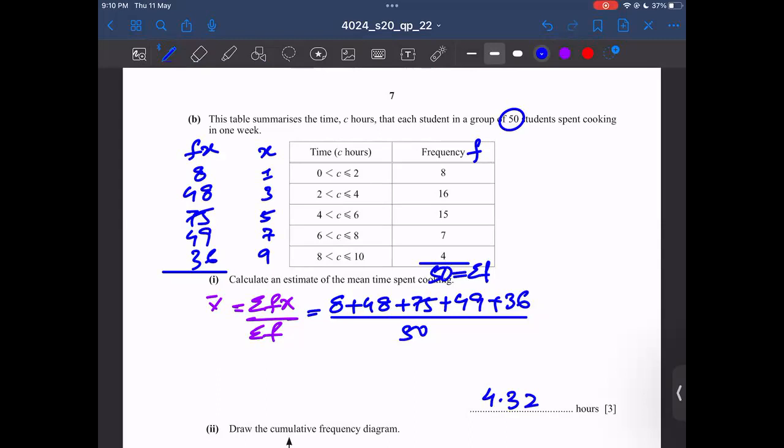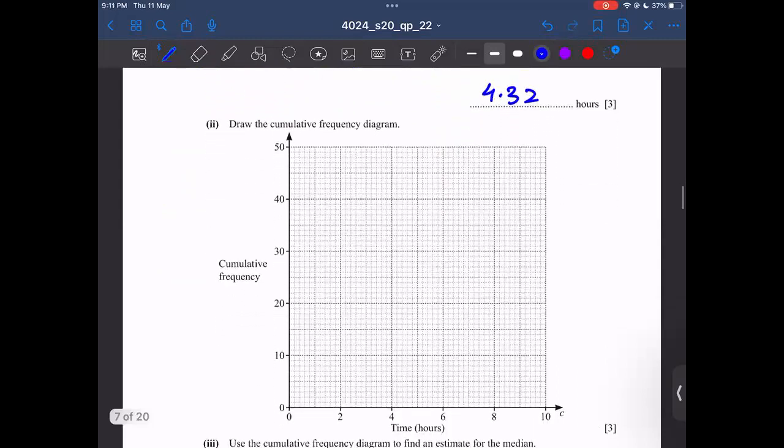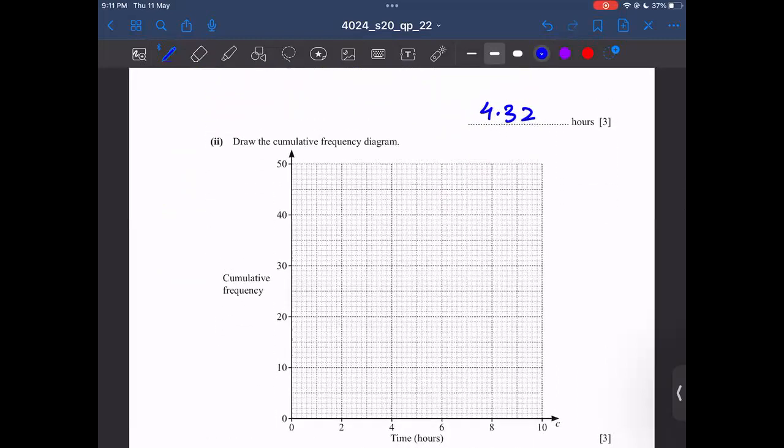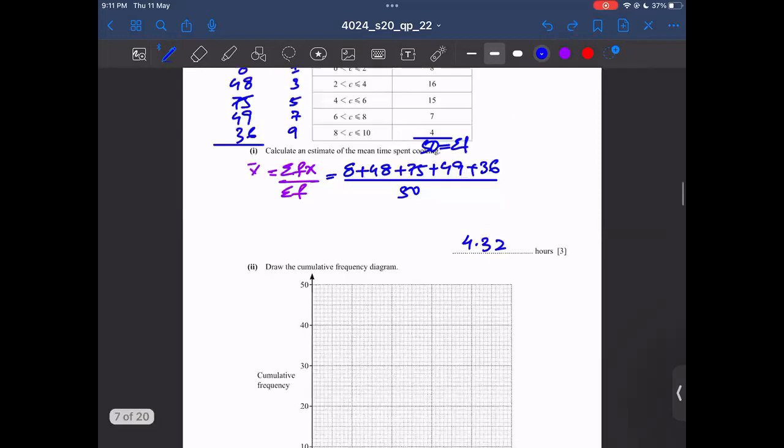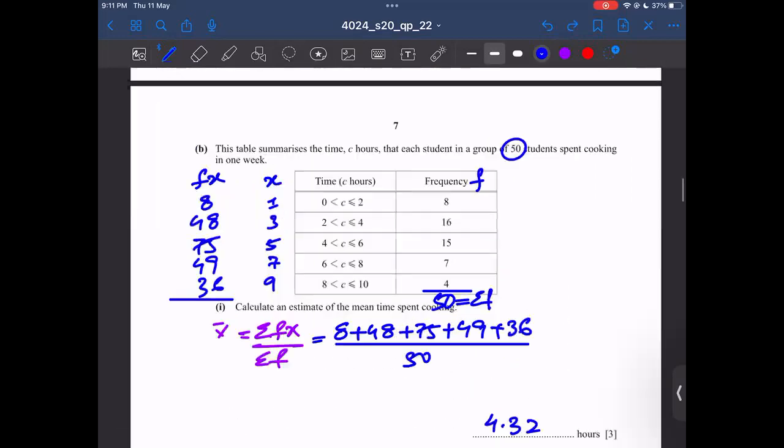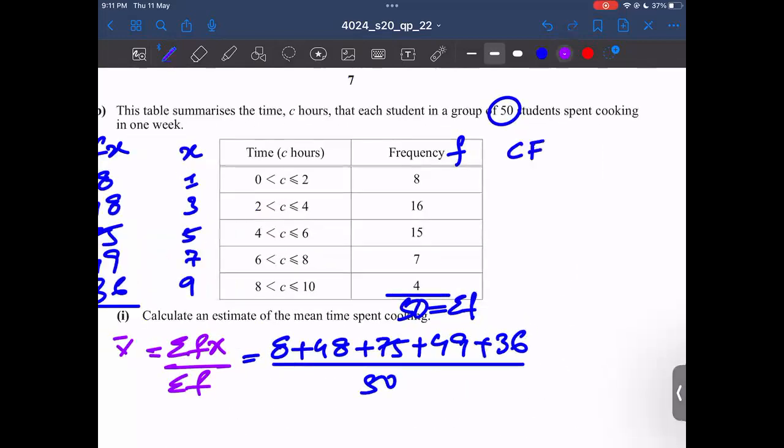Now in the next part, what they are saying, draw the cumulative frequency diagram. For the cumulative frequency diagram, this is the graph they have already given. Cumulative frequency is on the y-axis. So on the y-axis, we need to draw the cumulative frequency, not the frequency. So what I'm going to do, I'm going to have the cumulative frequency here. What is cumulative frequency? In cumulative frequency, the first value is basically equal to the frequency over here.